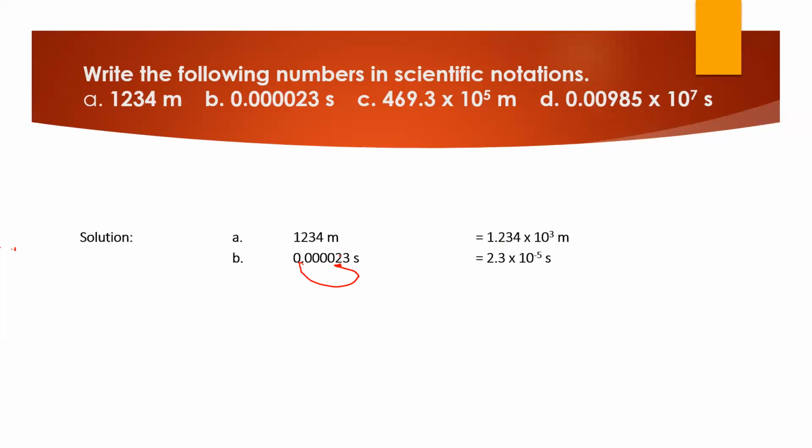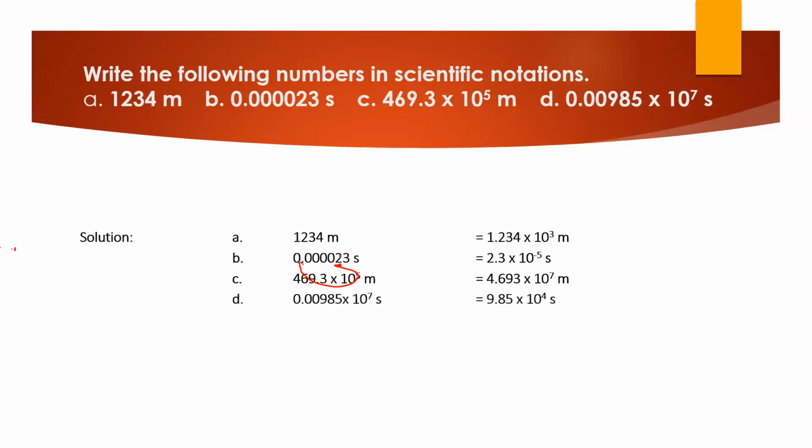The third part is also in scientific notation, but we will write it in standard form: 469.3 multiplied by 10 to the power 5. So 2 times the point will move, and it will be 4.9693 multiplied by 10 to the power 7 meters.